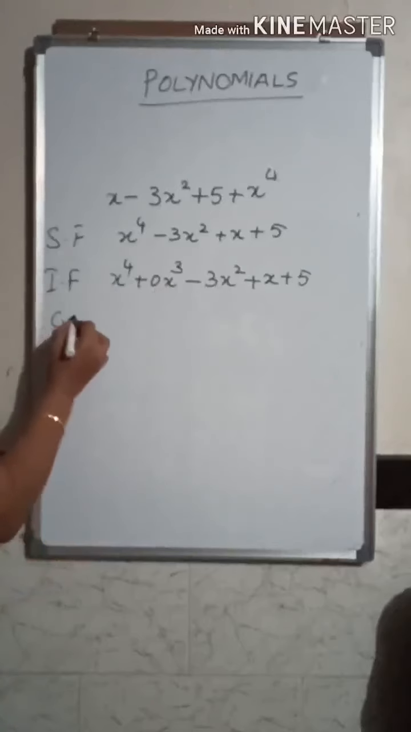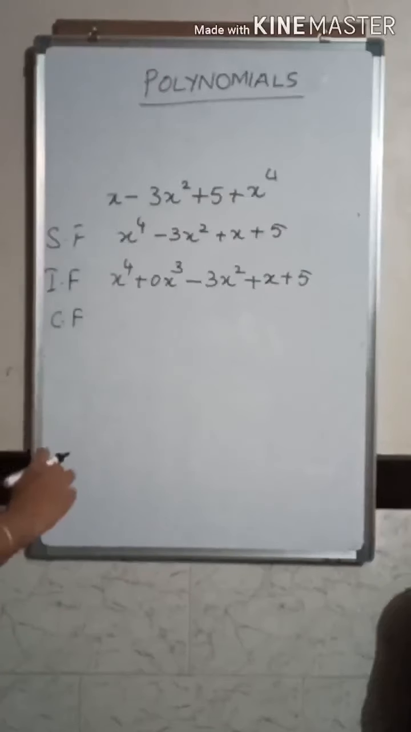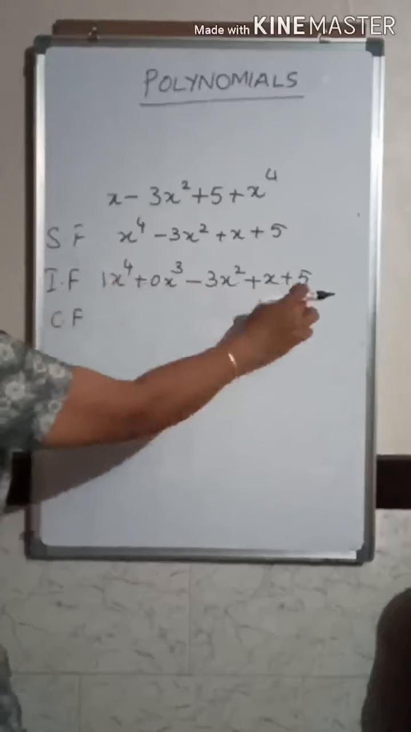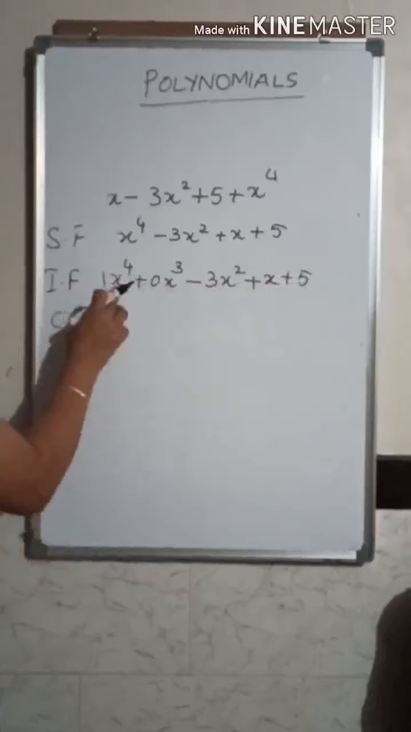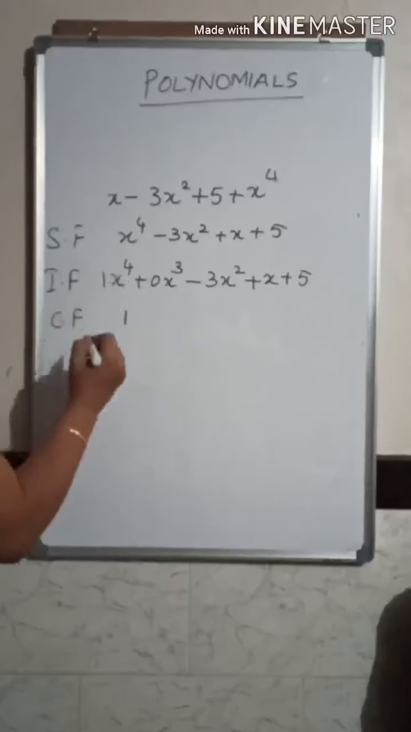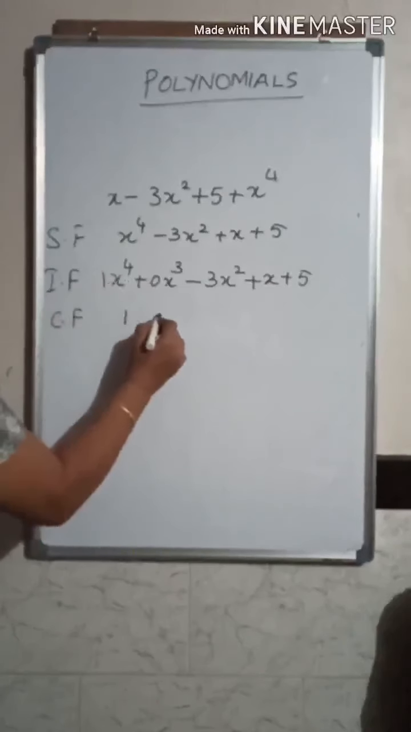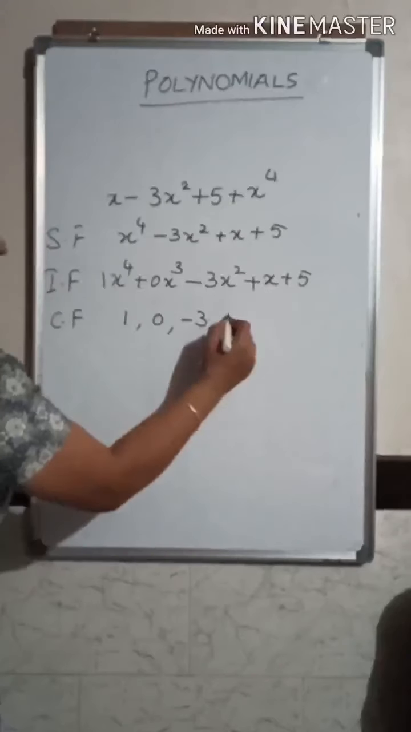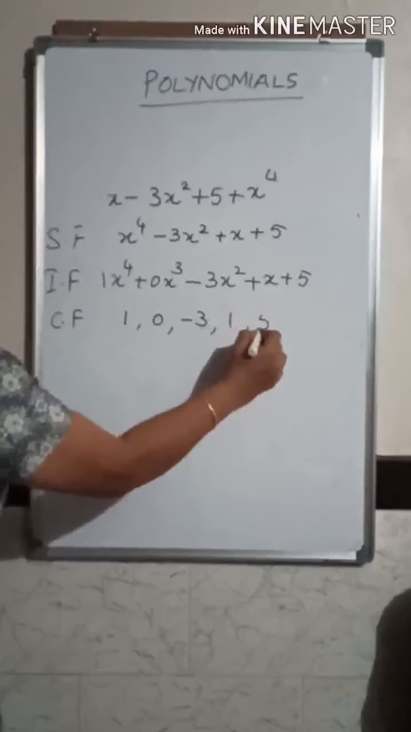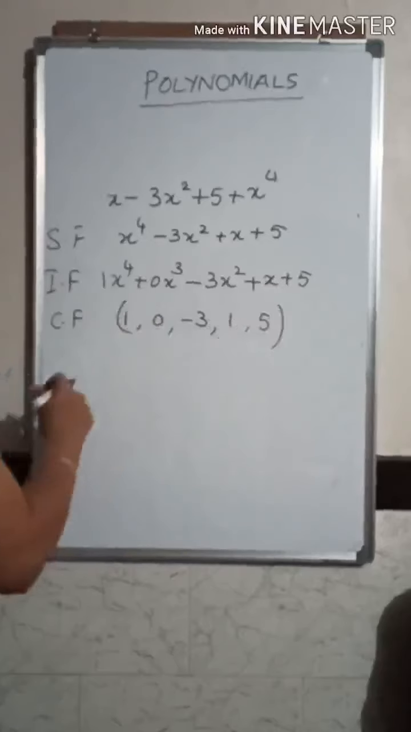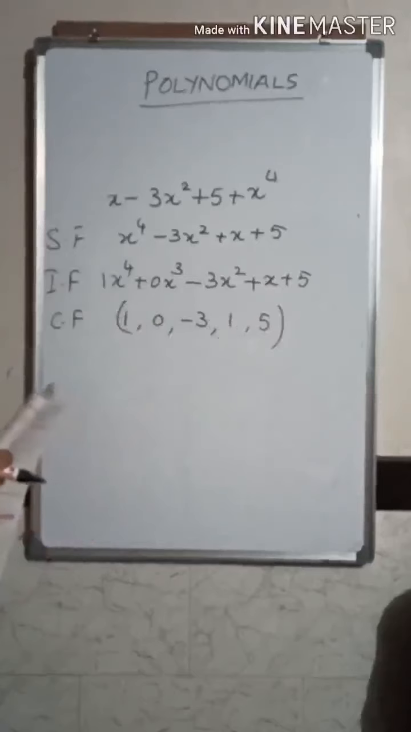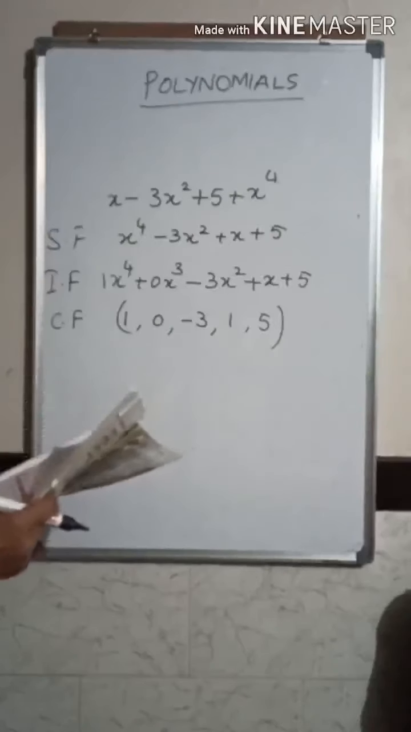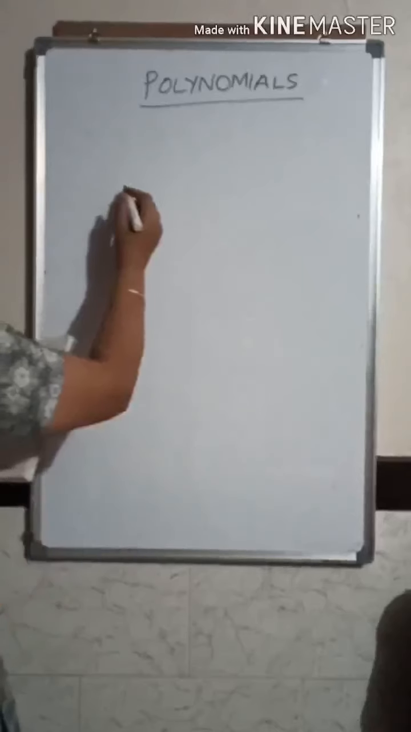Now next you have got the coefficient form. In the coefficient form, only you have to choose the coefficients of each and every term of the polynomial. So here the coefficient is 1, so choose only 1. The second term the coefficient is 0. The third term the coefficient is -3. Here again it is 1, and then you have got 5, and write it within the bracket. So this is how you write the coefficient form of any given polynomial. So we'll take one more example and see how to write the different forms of a polynomial.